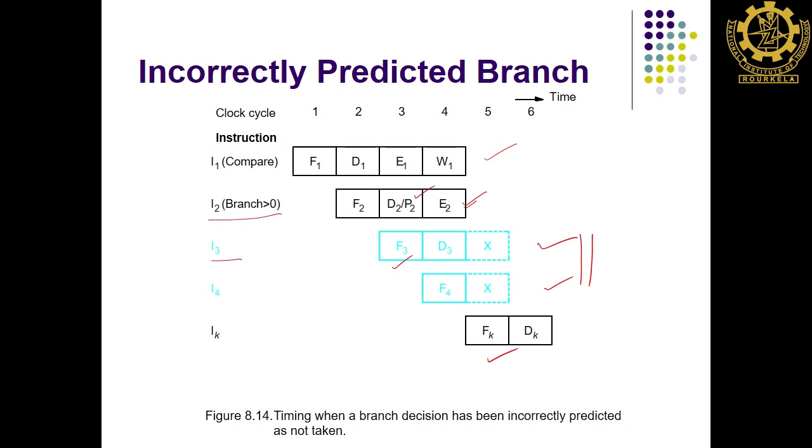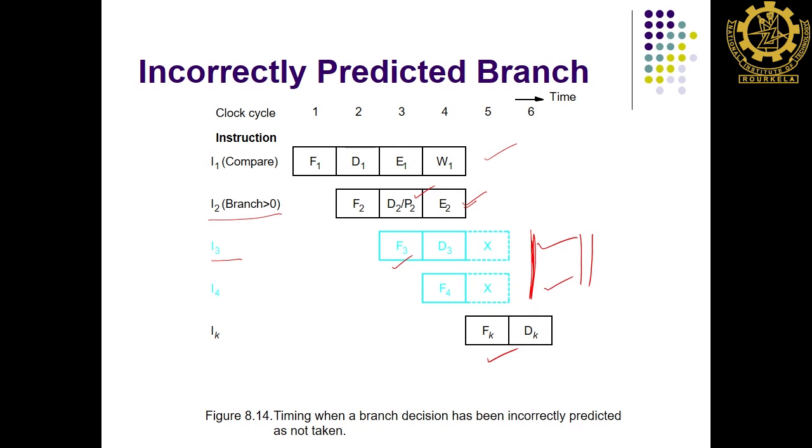Now, the question is, if there is a loop running 1000 times, every time you come and check, there will be a branch, and every time you will lose and have to discard those two instructions. Every time there is a branch check, we assume the next instruction should be fetched, we fetch these two instructions, and then we have to discard them. So this is not a very good solution, as you understand.